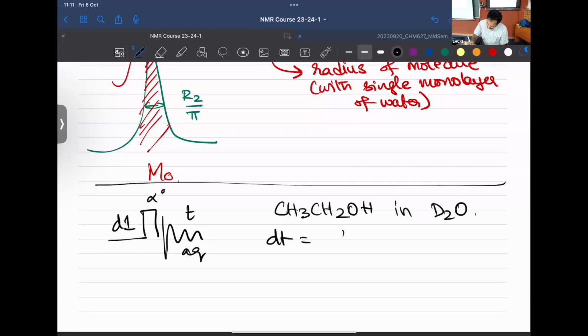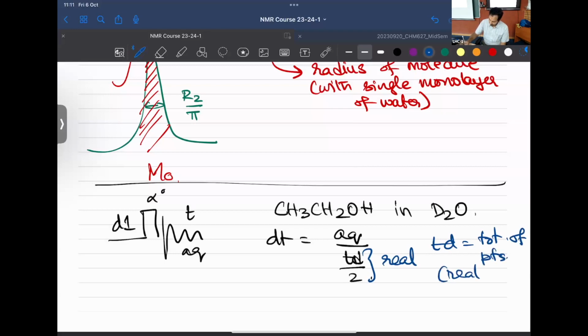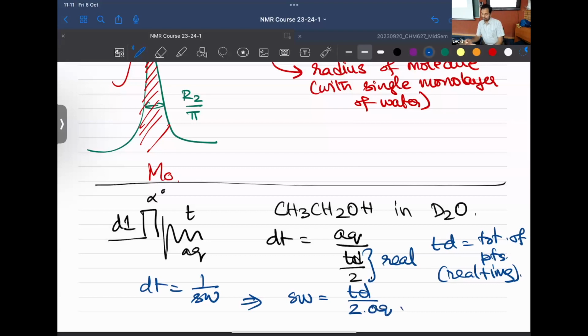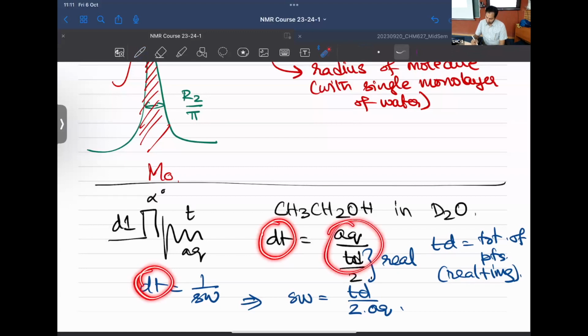Dwell time will be given by acquisition time divided by total number of points by 2, where TD is total number of points, real plus imaginary. And then we were also trying to say dt is 1 over spectral width. So that implies spectral width is number of points over 2 times acquisition time. Is that right? So basically, I just used these two dependencies and ended up relating them, where spectral width is given by the number of points divided by 2 times the total acquisition time.